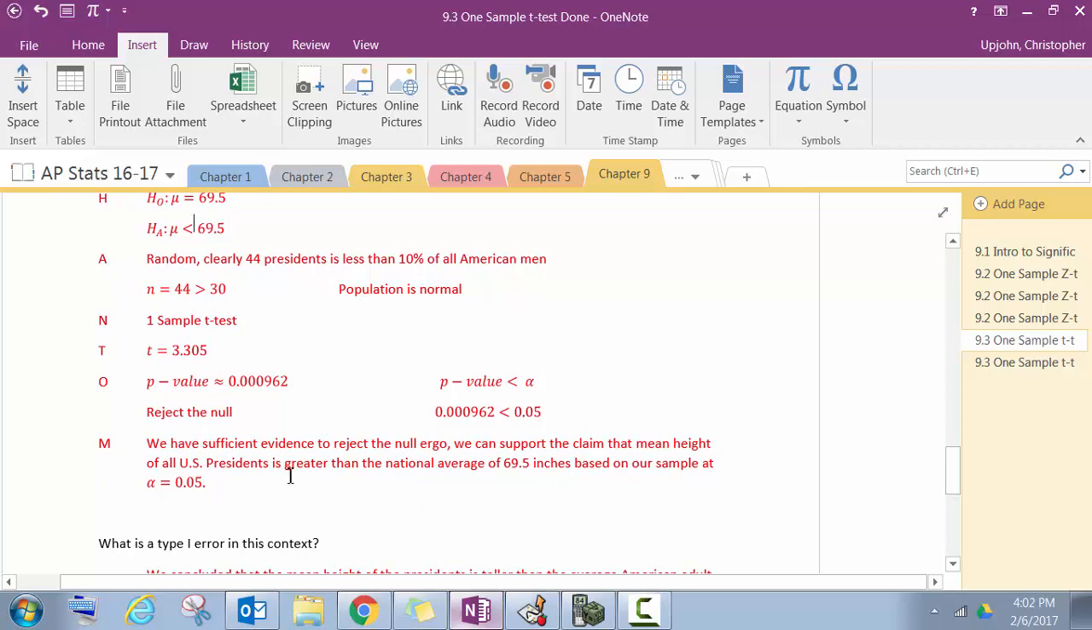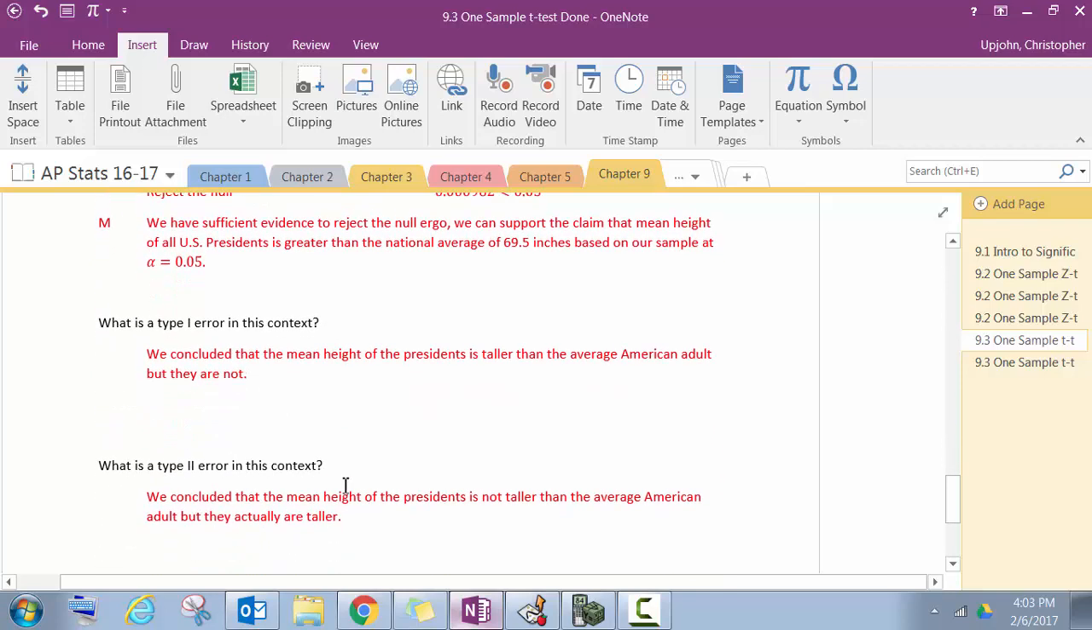We have sufficient evidence to reject the null, ergo we can support the claim that the mean height of all US presidents is greater than the national average based on our sample at alpha equals 0.05. What is a type 1 error in this situation? Well, type 1 is where we reject the null and we shouldn't have. So we concluded the mean height of the presidents is taller than the average American adult, but they are not. So that could have been the error that we would have made because we rejected the null.